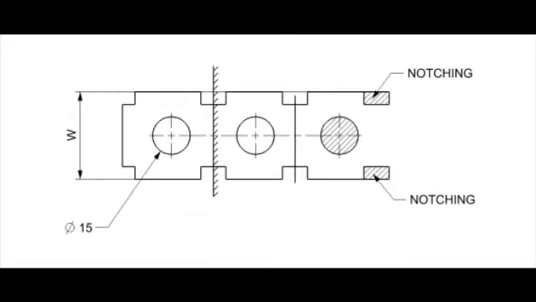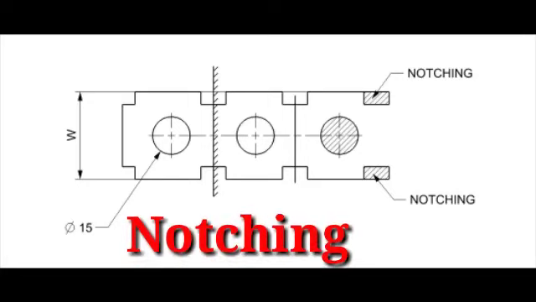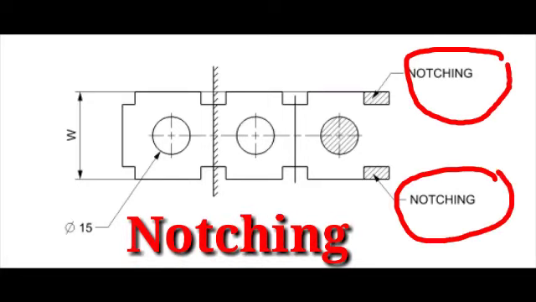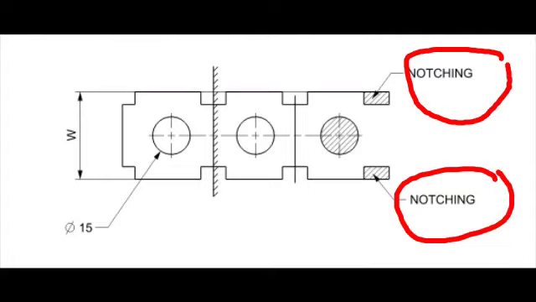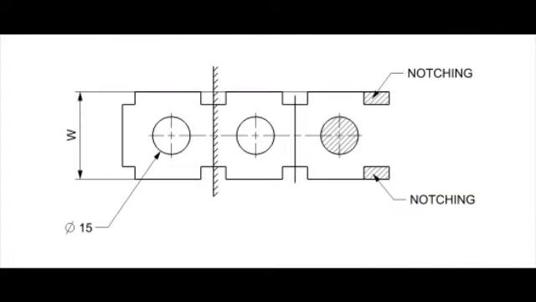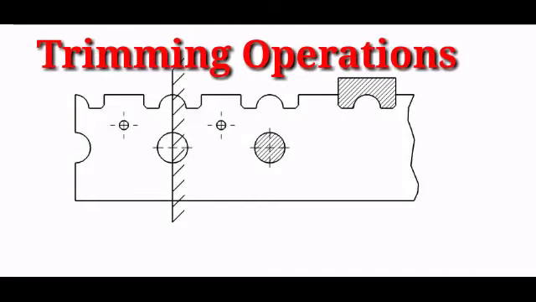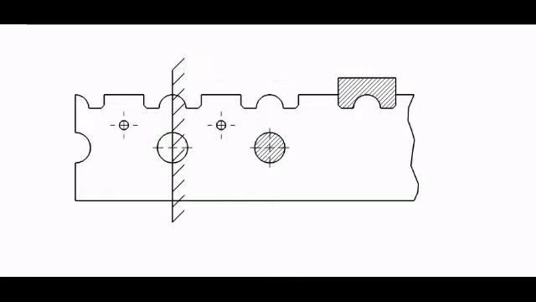Notching is a cutting operation for cutting off a small portion from the edge of the strip. See the image on the screen. That is the cutoff operation and notching. Now we are going to see the trimming operation. Trimming is an operation of cutting off material to alter the shape of the strip or the blank. Look at the image. That is the trimming tool. In notching, only a small area of the blank is cut off. In trimming, a larger area of the material is removed.